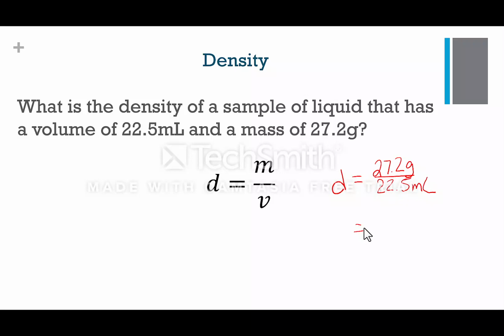Okay. So at this point, we are going to plug that into our calculator, chug our way through the problem. But don't forget, folks, we have talked about significant figures. So when I get this calculation out, then I'm going to determine the correct number of sig figs. So first, we're going to take 27.2 divided by 22.5. And my not so smart calculator spits out a number that looks like this. Density equals 1.20888888.